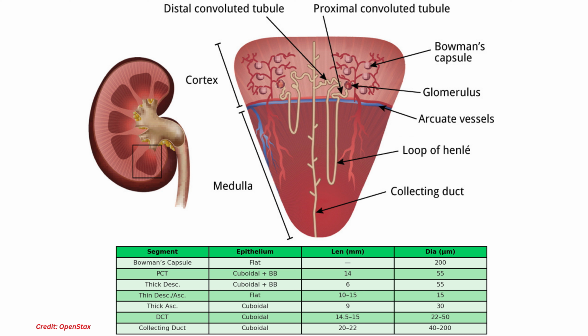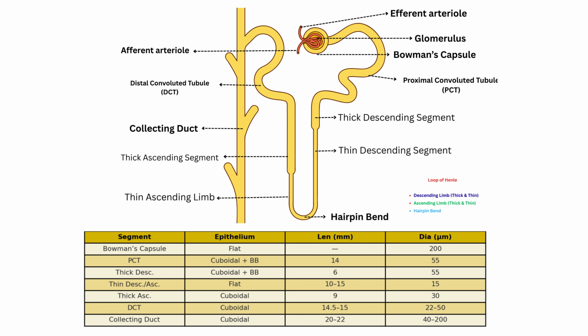Together, the thin descending segment, hairpin bend, and the thin ascending segment measure 10 to 15 millimeters in length and 15 micrometers in diameter. Thick ascending segment. This section is about 9 millimeters long and 30 micrometers in diameter. It is lined with cuboidal epithelial cells without a brush border.